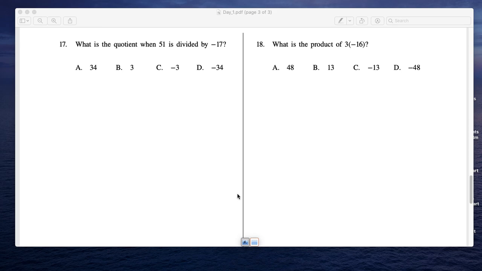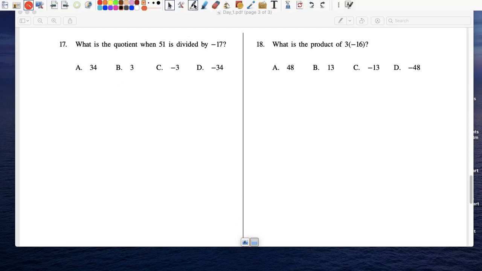17, what is the quotient when 51 is divided by negative 17? First of all, our quotient is going to be negative something. So this is garbage, that's garbage, because a positive divided by a negative is a negative. Now you just have to figure this out. Is it negative 3 or negative 34? 51 divided by 17, is it 3 or is it 34?